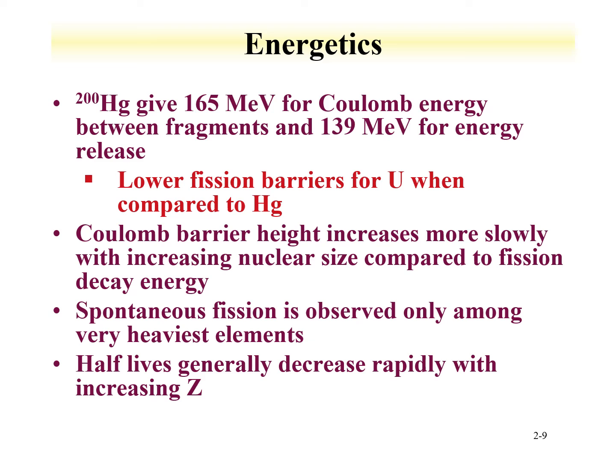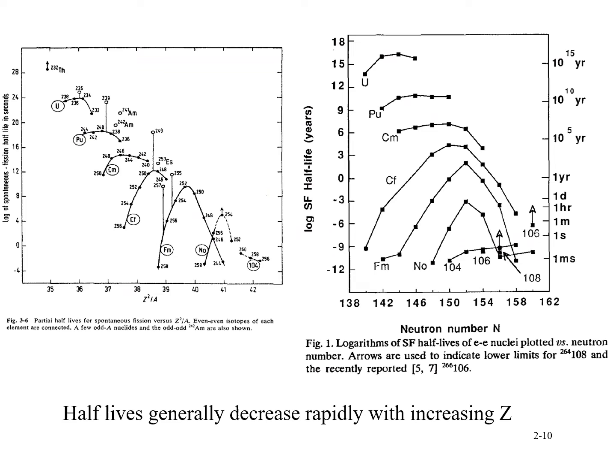The Coulomb barrier height increases as we go from something like mercury to uranium, but it increases more slowly than the increasing energy of the fission. For this reason, spontaneous fission is only observed among the heaviest elements, because the barrier for that spontaneous fission is lower. Generally, half-lives for spontaneous fission decrease rapidly with increasing Z. And here we see two figures that demonstrate the half-life generally decreases with increasing Z.